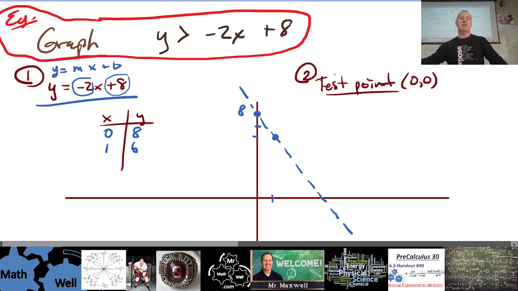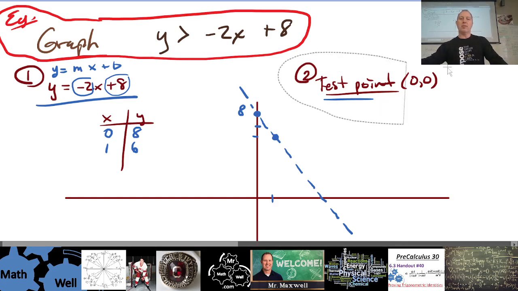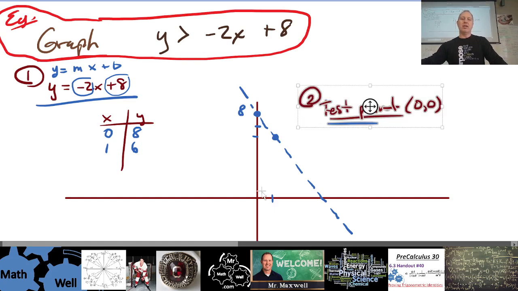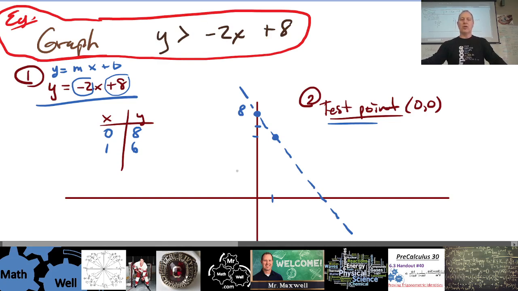The easiest is to use a test point. Now a test point is simply a point on the graph, and you're going to test the value of the x and y's for any point to see if it matches or makes the inequality true. The easiest one to test, as long as the line doesn't go through the origin, 0, 0, is usually the best choice because it just eliminates each variable term, right? Those just simply become 0, so they're really easy to figure out.